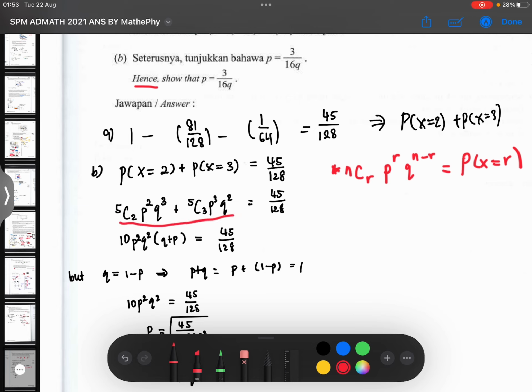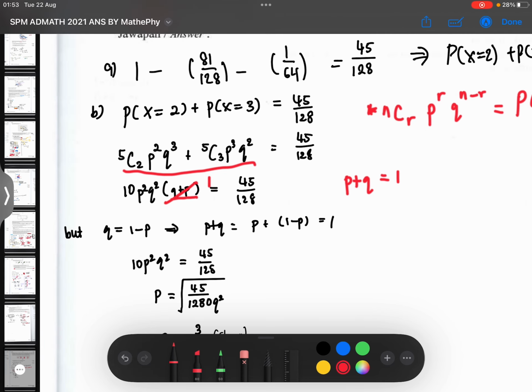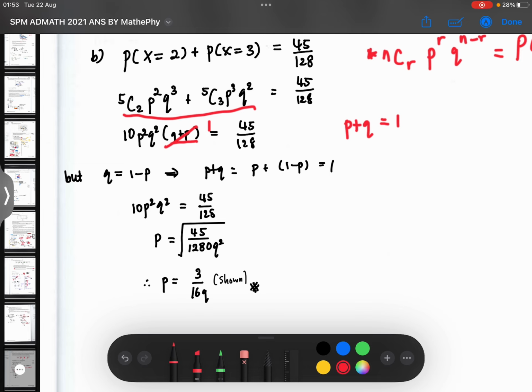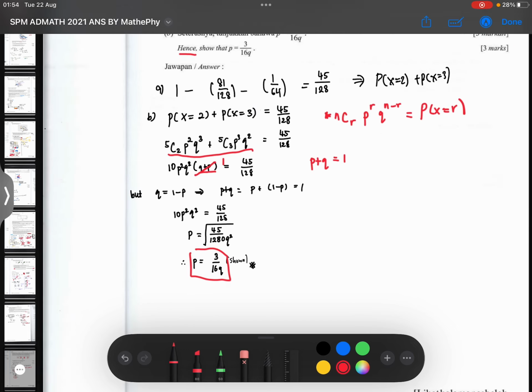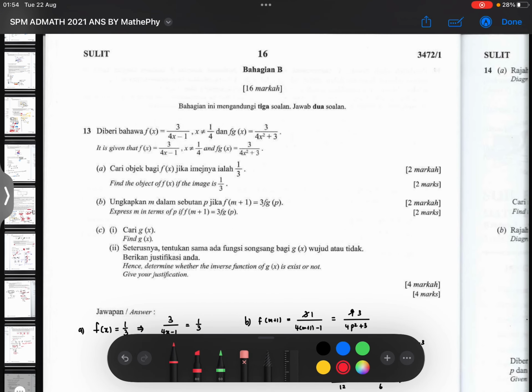Using the same formula, I get this like this. I factorize p squared q squared, then I am left with (q plus p) in bracket. Okay, so that's the factor. Because I know that p plus q should be 1, this is actually 1. And then I solve for p alone. I get p equals 3 over 16q, then hence shown. Alright, so this is for part B.